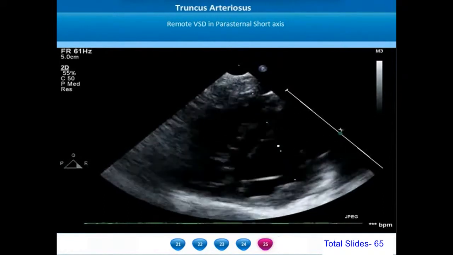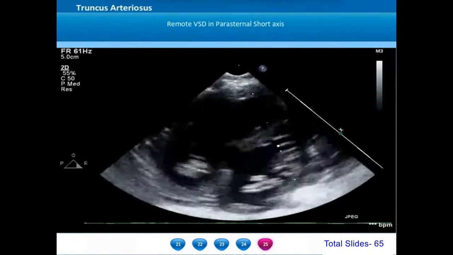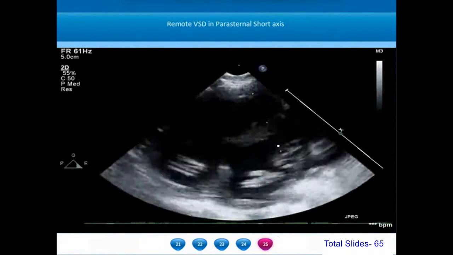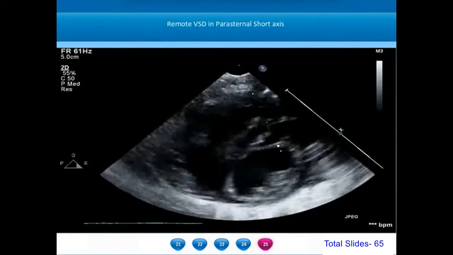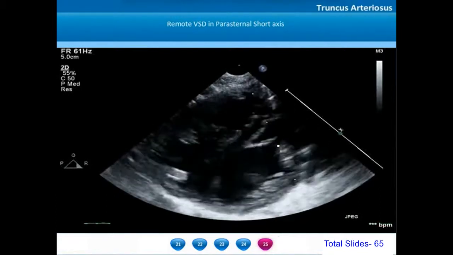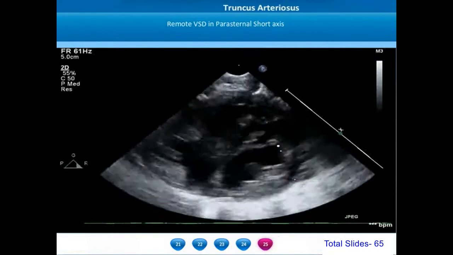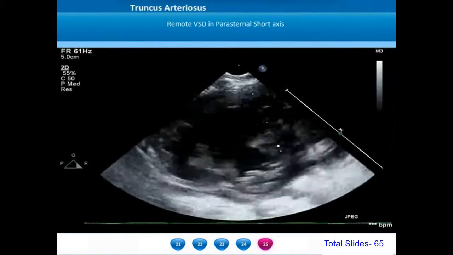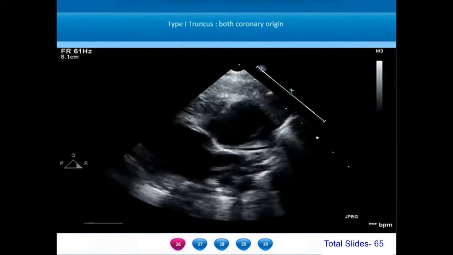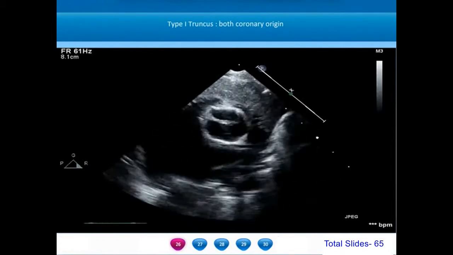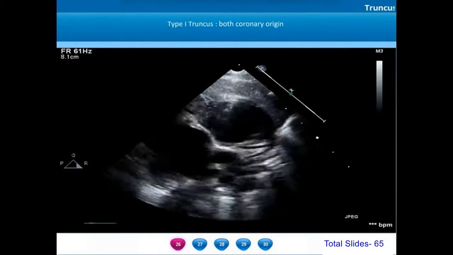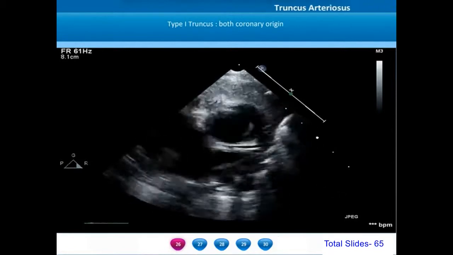A couple of slides before, we had shown an example of a non-subarterial ventricular septal defect, a remote inlet muscular VSD, which was quite remote from the truncal root. On parasternal short axis view, we can appreciate the muscular ventricular septal defect in the same patient, which is quite remote from the truncus. On a parasternal short axis view, we can also appreciate the coronary artery arising from the truncus arteriosus, and in this example, both the coronary arteries have separate origin and there is a dual coronary origin from the truncus.